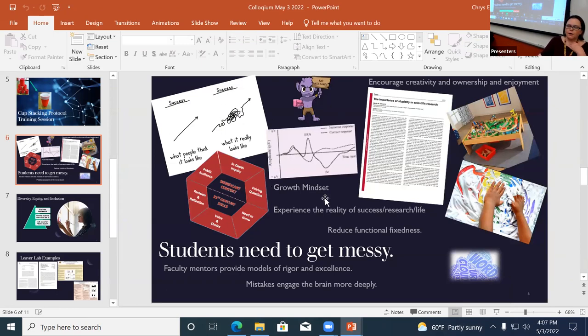I'm just going to point out also that students need things to be messy because it encourages them to be more creative. They learn better that way. Of course, while they're being messy, I'm not letting Lexi paint the whole kitchen, right? I'm providing some sort of structure, some sort of limits. So faculty mentors are still providing models of rigor and excellence, but you're letting them be a little messy.